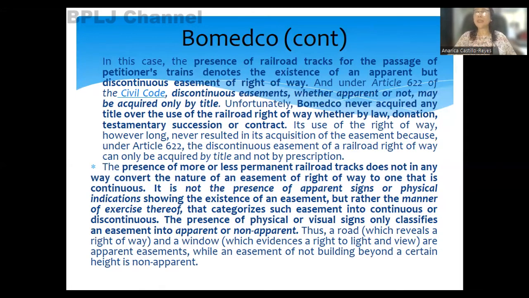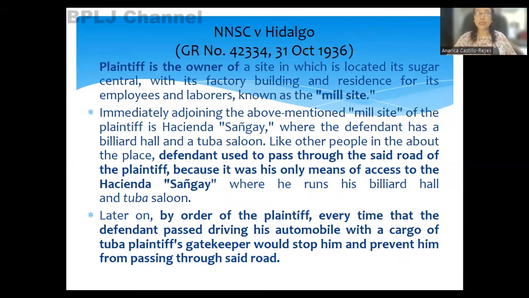So in this case, the contention of Bomedco that it acquired the easement through prescription cannot be sustained, because a discontinuous easement may be acquired only by title and cannot be acquired by prescription. And they were not able to present any evidence that they acquired the said narrow lot by title. So the contention of Bomedco was not sustained by the court.